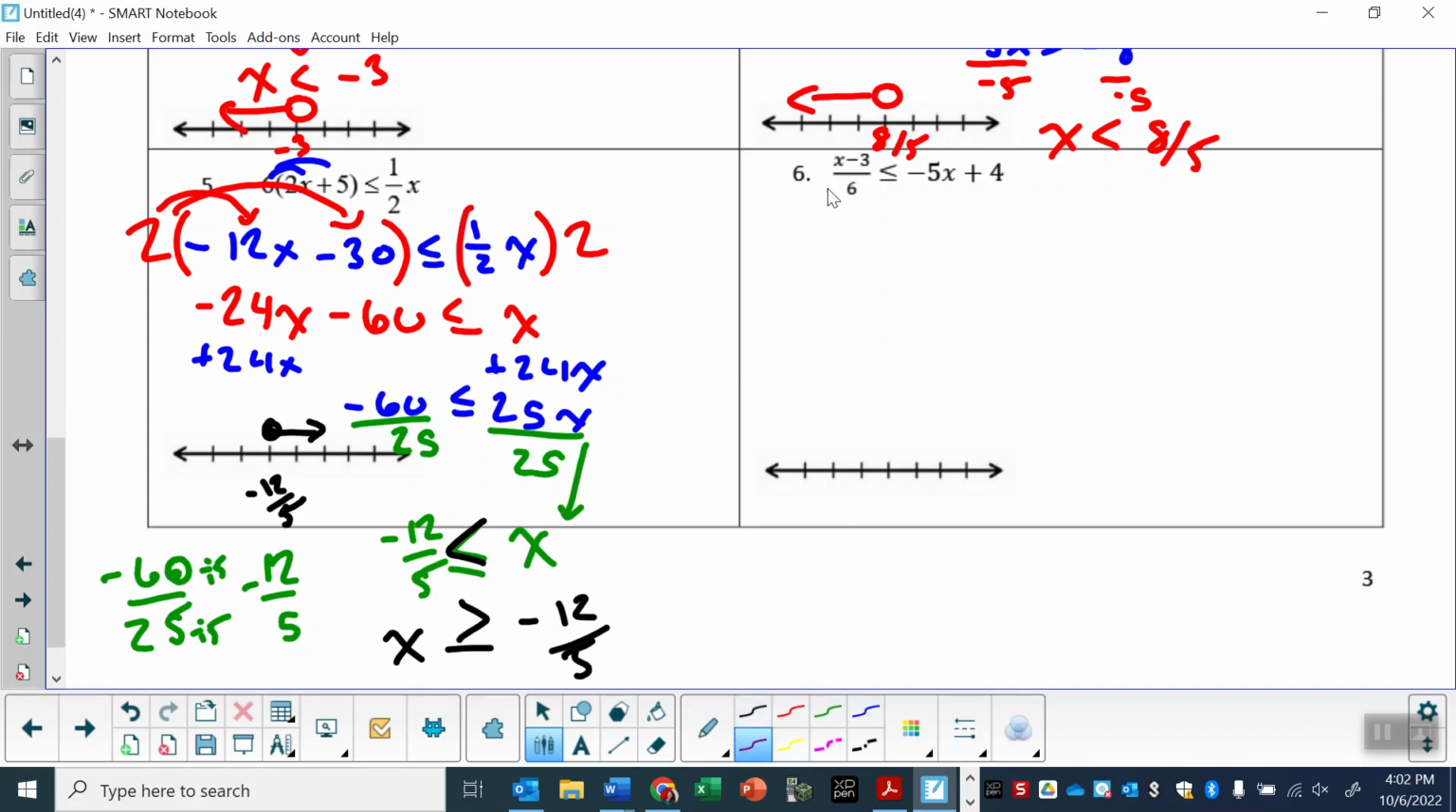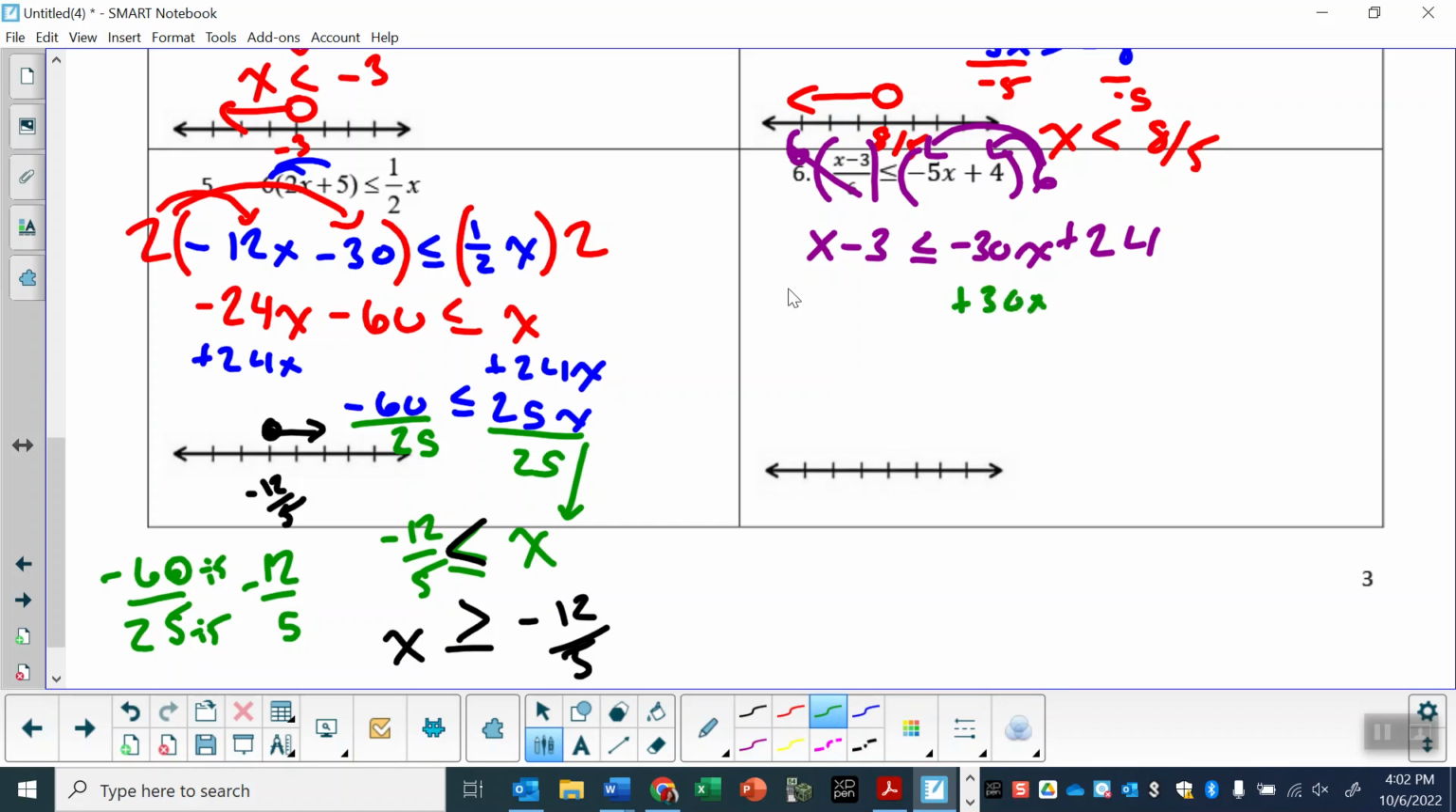And last one, when you have this whole thing being divided by 6, you want to make sure you multiply the whole side on both sides by 6. This is x minus 3 is less than or equal to 6 times negative 5x, which is negative 30x. 6 times 4 is 24. Get your variables together. x plus 30x is 31x. Add 3 to both sides.